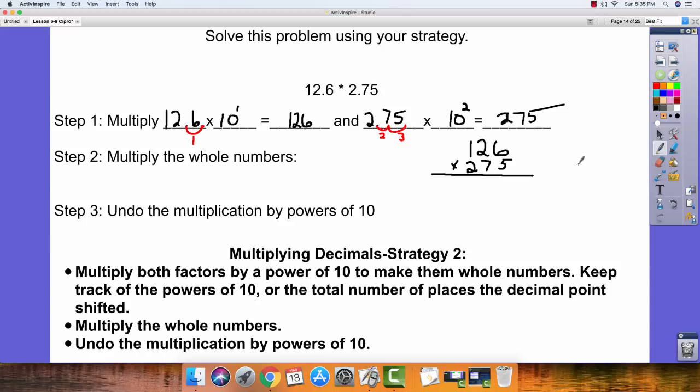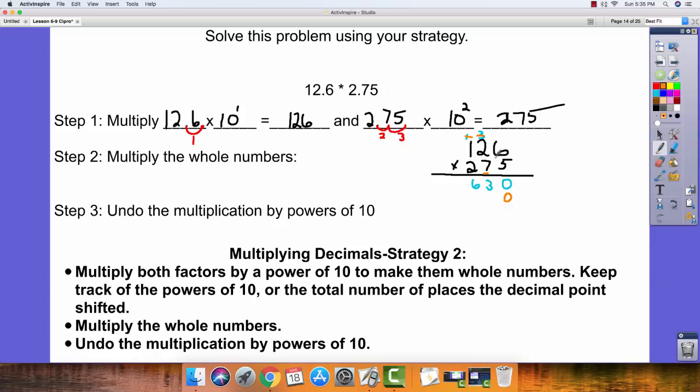So we're in step 2 still. So my first step is to multiply my 5 in 275 by all the digits in 126. So 5 times 6 is 30. So put 0, carry my 3 here. 5 times 2 is 10, plus 3 is 13. 5 times 1 is 5, plus 1 is 6. All right. Now I need to multiply my 7 in 275 by all the digits in 126. But before I do that, since this is in the tens place, I need to make sure I append a 0 here. And so it's holding that place.